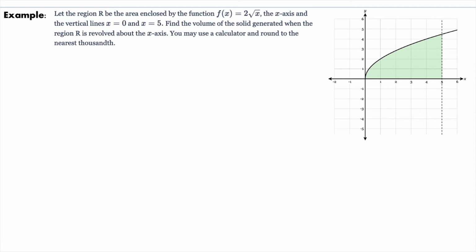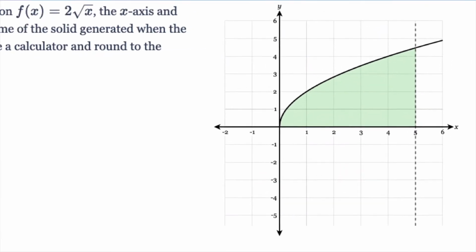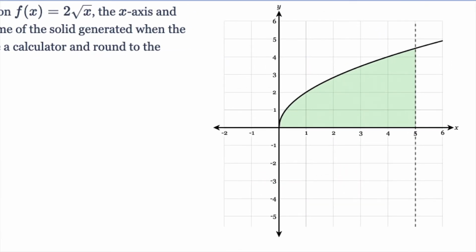So it's a calculator question. Sometimes these will be, sometimes these won't be. The big part is to label it. The first part is to label it. F of x, this guy right here, equals 2 root x. That's that curve on top. The only curved line on there is f of x. This dotted line is x equals 5. The y-axis is x equals 0. And then this is y equals 0. Those are everything they've given me.